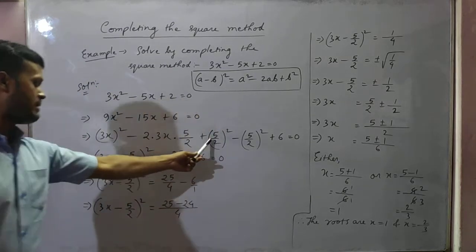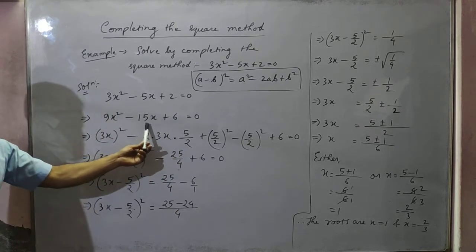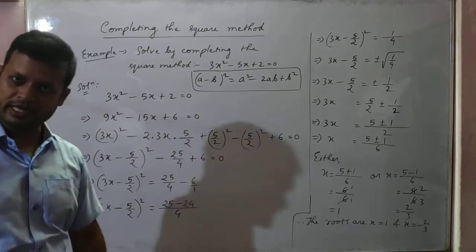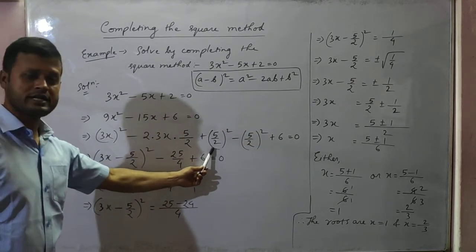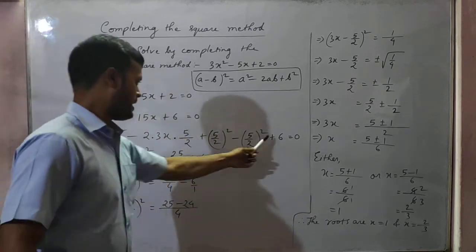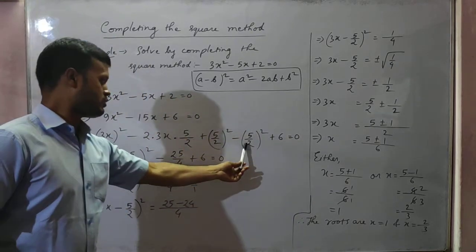So now 5 by 2 whole square, in the upper line is there any 5 by 2 whole square? See this line? In this line, is there any 5 by 2 whole square? No, it is not there. So you wrote it extra. If you wrote it extra, then you have to subtract it. So write minus 5 by 2 whole square. Understood? Plus 6. So minus 5 by 2 whole square.